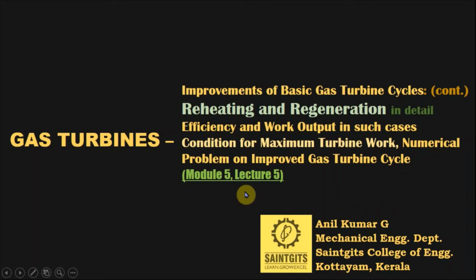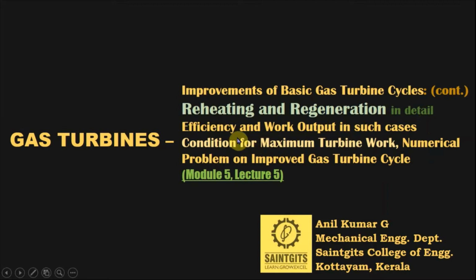Welcome to the fifth lecture on gas turbines. This is from module 5 of the fluid machinery course. In the previous session, we discussed the possible improvements of basic gas turbine cycles. The three methods we know are intercooling, reheating and regeneration, and we have discussed intercooling in detail. In this session, we will discuss reheating and regeneration in greater detail.